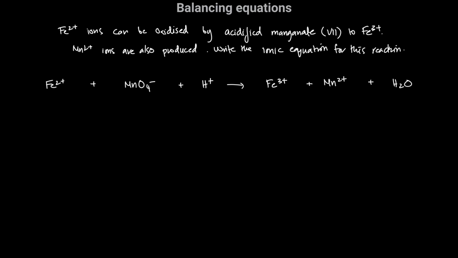So here again we have a redox reaction, right? Fe2+ is the reducing agent. It's undergoing oxidation. The oxidation number of iron is increasing from +2 to +3. The reducing agent undergoes oxidation, and manganate(VII) is the oxidizing agent. It's undergoing reduction. The oxidation number decreases from +7 to +2. So we're going to balance this equation. We're going to write half equations first, okay?